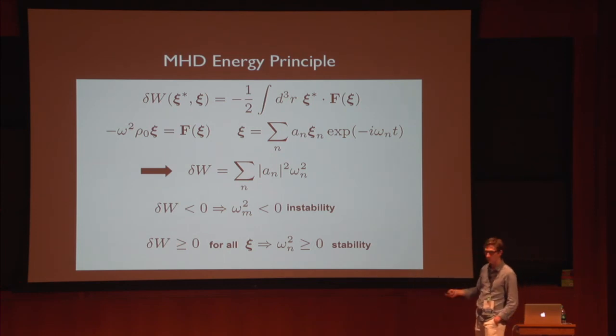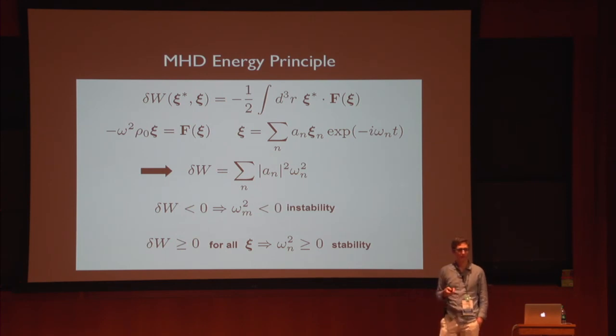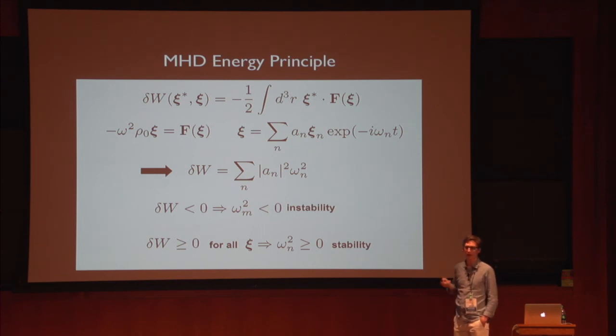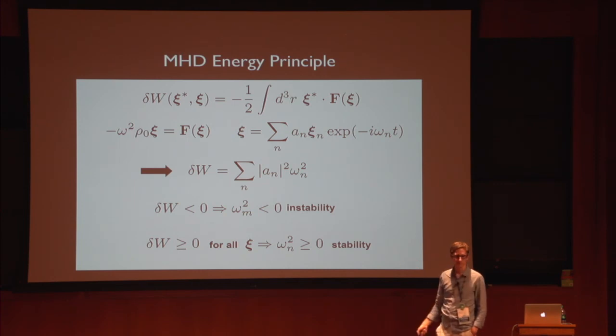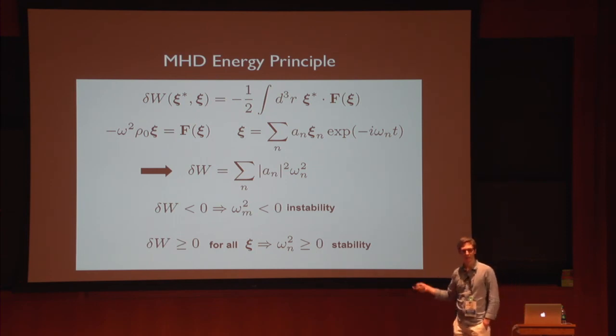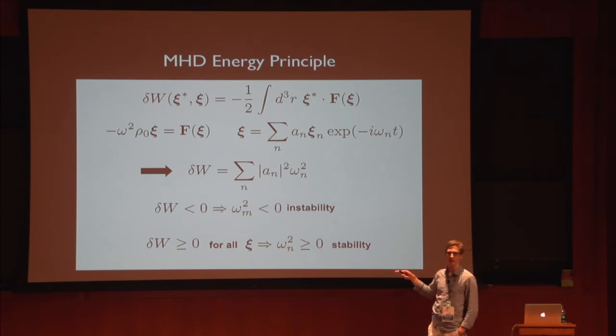On the other hand, what happens if delta W is positive definite, right? And if it's positive definite, not just for some particular displacement, but for any displacement I can think up. Well, in particular, I can always choose a displacement which is one which satisfies that all these modes are 0 except for one of them, right? Perfectly valid. In that case, we see that delta W is just omega squared for that particular mode, and we know it has to be positive. So that means omega squared has to be positive for that mode. And since I chose that mode at random, this is true for all the modes. So in other words, if delta W is positive definite for all displacements, then that tells us that the plasma is stable. So this is a proof that if delta W is less than 0, things are unstable. If it's greater than 0, they're stable.